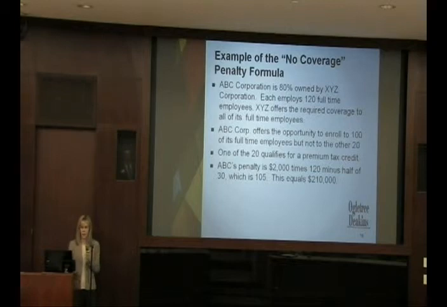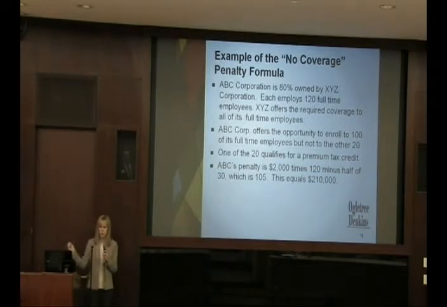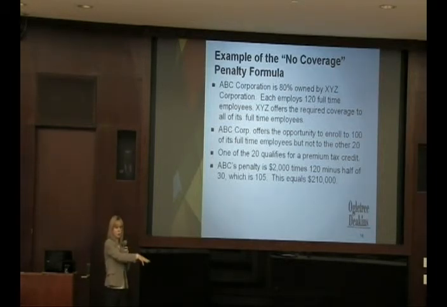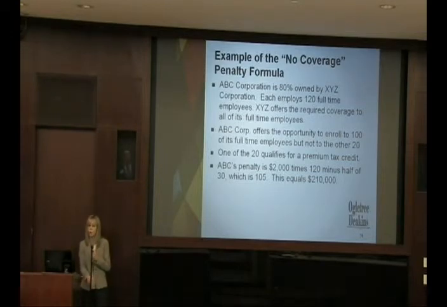Here's just a quick example. If you have 2 companies, one's owned by the other, they each have 120 employees, you can decide, as I said, one company can say we're going to offer insurance, the other can say no, we're not going to. The company that doesn't offer insurance, here's an example of what their penalty would be. For 120 employees, that's looking at a $210,000 penalty.